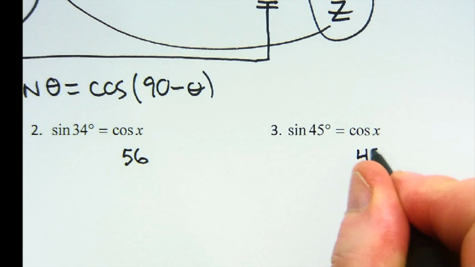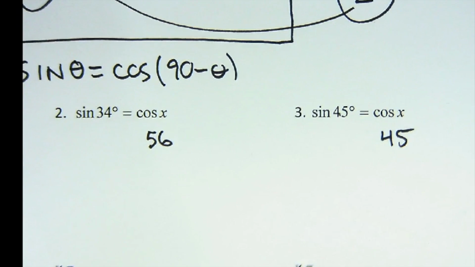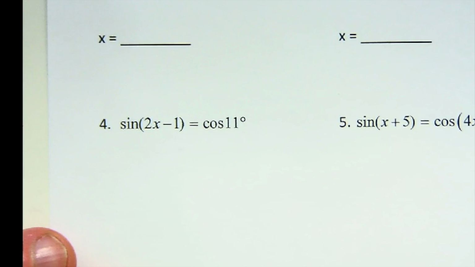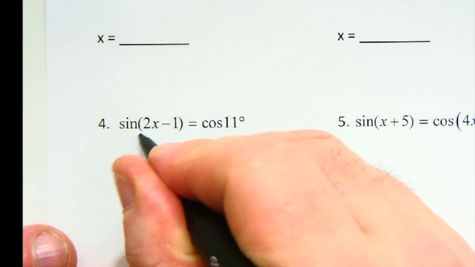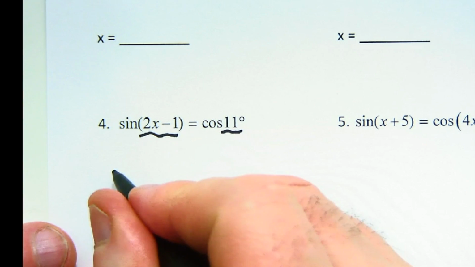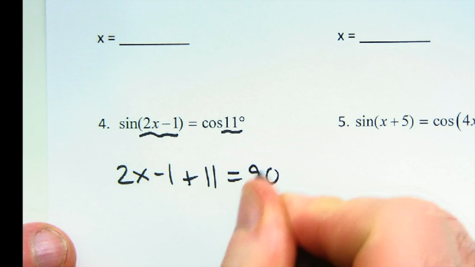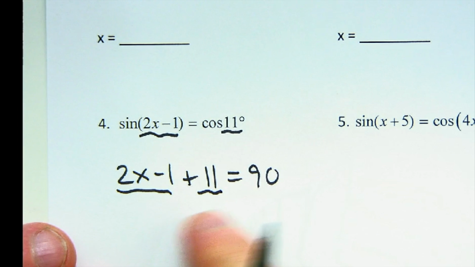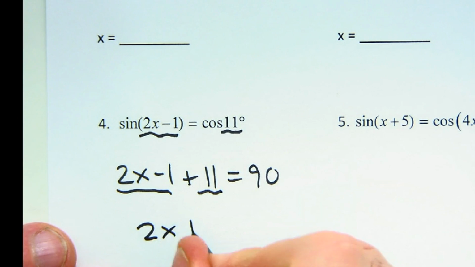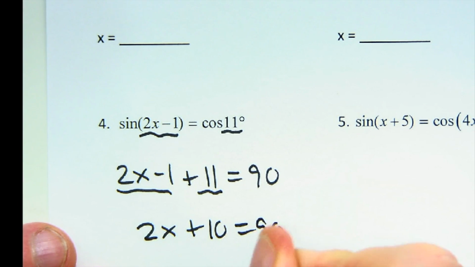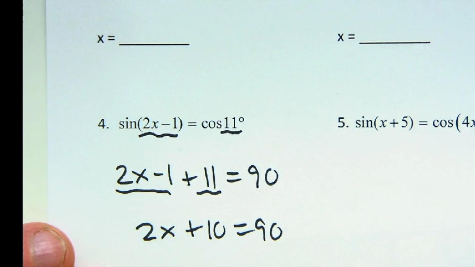45, 45, that's pretty easy, because they equal 90. And they get into equations where you say, okay, this angle and this angle together equal 90, and all you do is get into this kind of stuff. You have to say the one angle and the other angle have to equal 90. 2x plus 10 equals 90. 80 divided by 2 is 40.